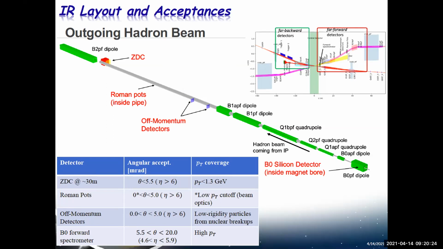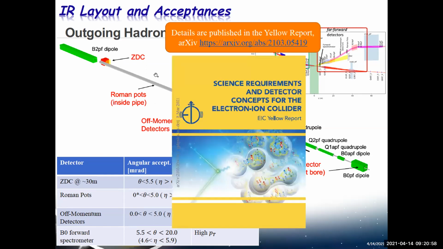The off-momentum detector is used to tag the protons from the nuclear breakup that have a rigidity different from that of the nuclear beam. The third one is the Roman pot detector. It is used for tagging the scattered protons or light nuclei with small scattering angle. It is inside the beam pipe. Finally, we have the zero-degree calorimeter, ZDC. It is used for tagging the neutrons from nuclear breakup. More details you can find in the yellow report.